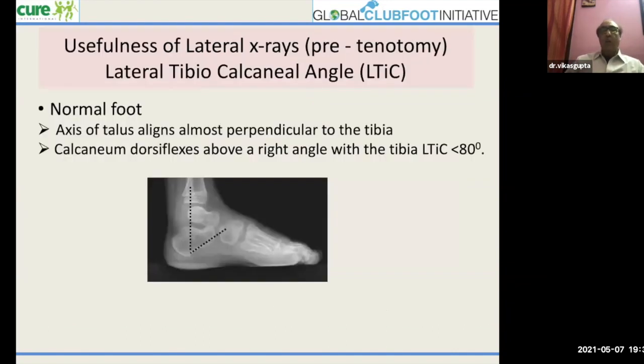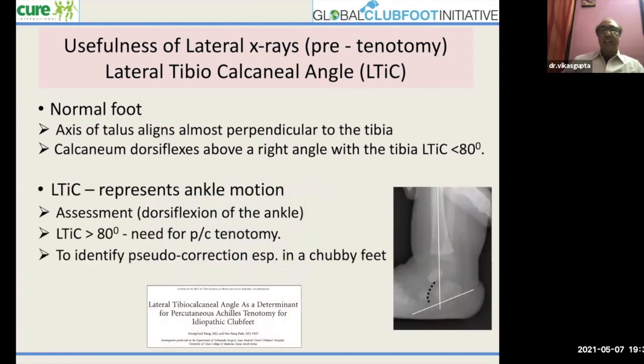Now, what we are interested in is the usefulness of the lateral X-ray, especially pre-tenotomy. And this is a relatively new approach, basically, that you measure the lateral tibiocalcaneal angle. In a normal foot, I've drawn these lines. The axis of the talus almost aligns perpendicular to the tibia, and the calcaneum dorsiflexes above a right angle. So this angle, the lateral tibiocalcaneal angle, is less than 80 degrees. Okay? So this is a normal foot on a lateral X-ray done in proper position.